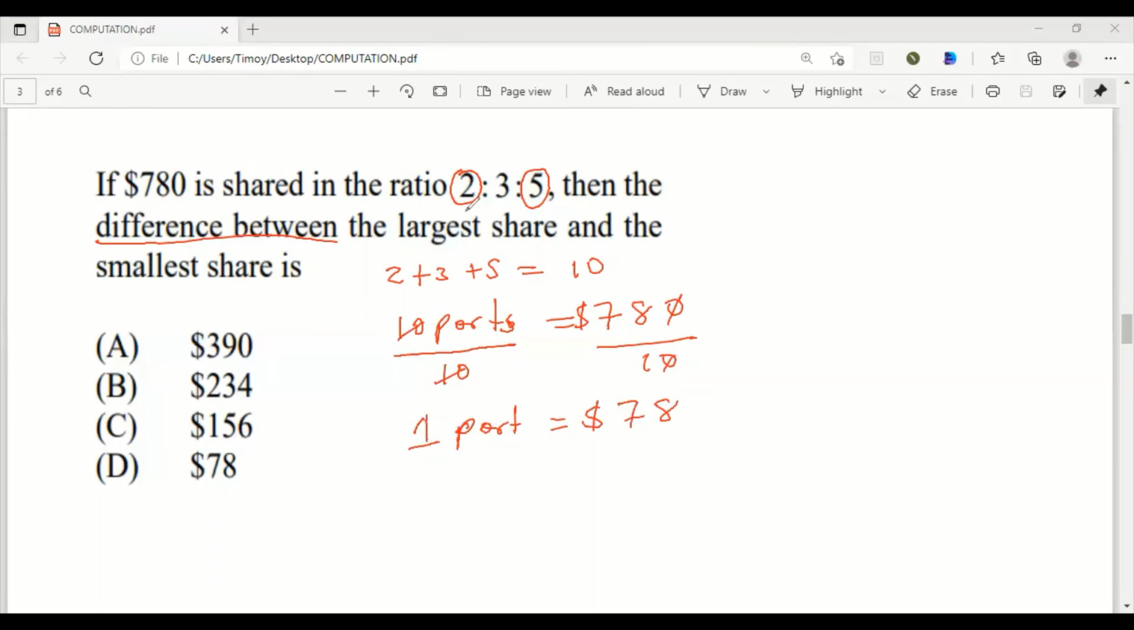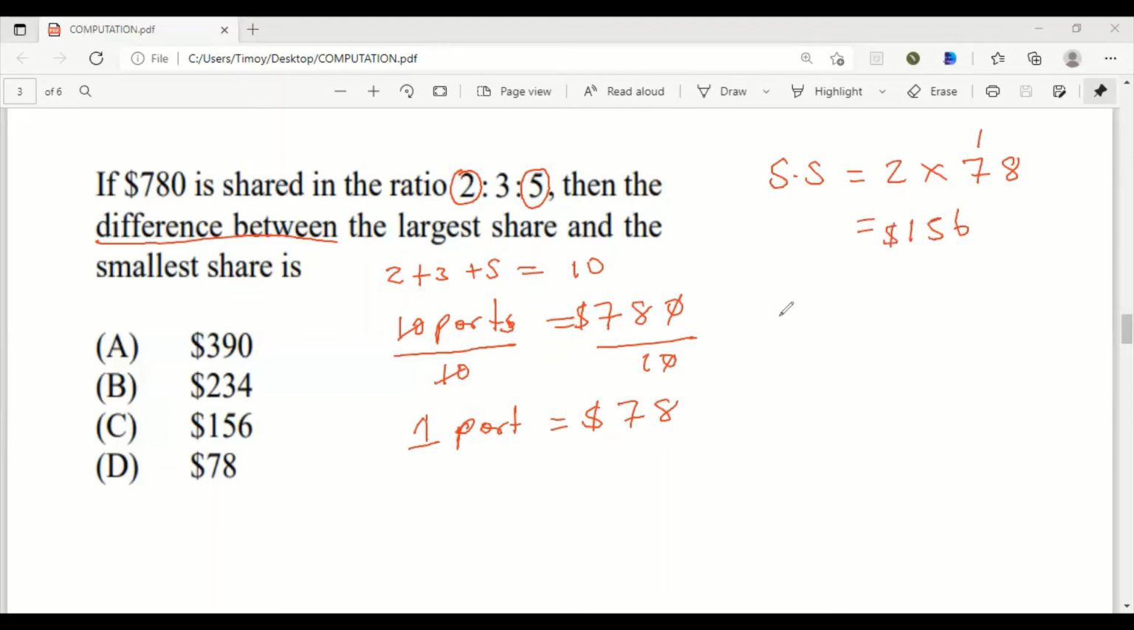So what's the smallest share? The smallest share is 2. So it's going to be 2 times 78, right? So for the smallest share, let's use S for smallest share. We know that the smallest share is going to be 2 times what 1 share is, which is 78, right? And what's 2 times 78? 2 8s, that's going to be 16, carry 1, 2 7s, that's 14 plus 1, that's going to be $156.